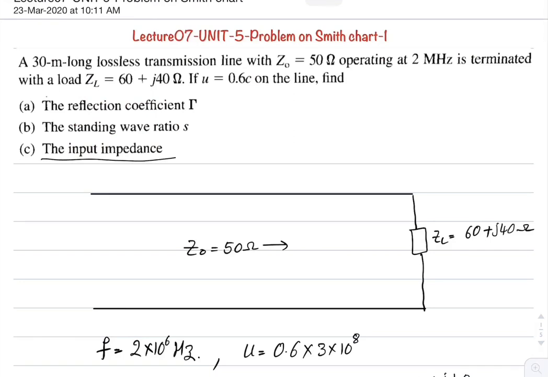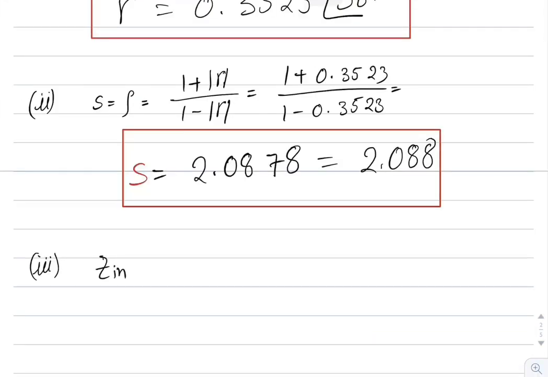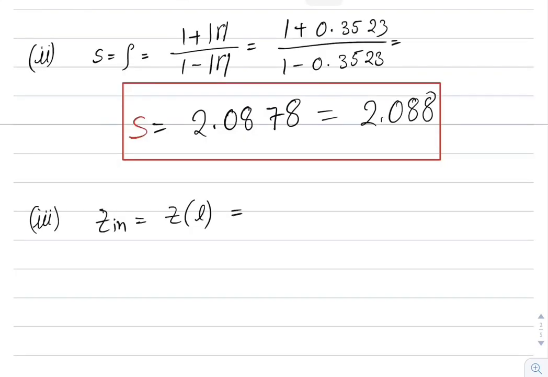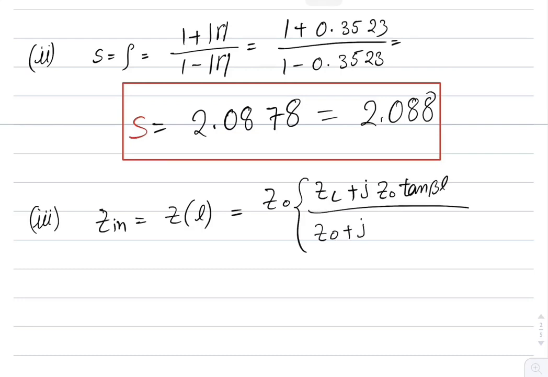The third question he asked is the input impedance of the transmission line. Input impedance of the transmission line is represented with Zin, or else you can write it as Z of L, where L is the length of the transmission line. And the formula for input impedance is characteristic impedance Z0 times (ZL plus j times Z0 tan beta L) by (Z0 plus j times ZL tan beta L).